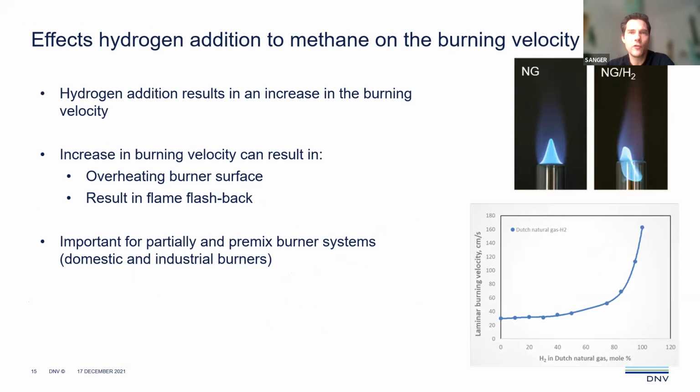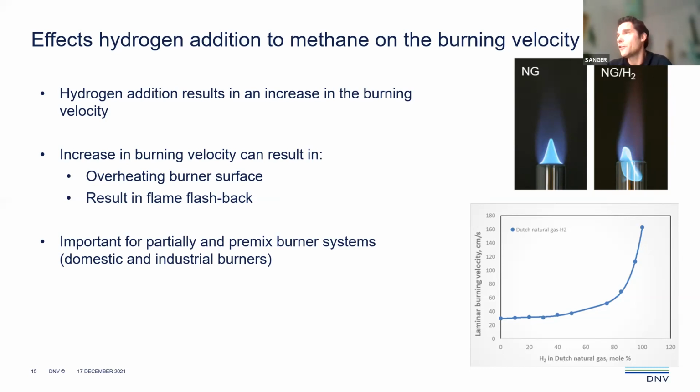Another aspect which is changing, and that's of course the burning velocity. What happens if you add hydrogen to natural gas, as you see in the picture on the right-hand side at the bottom, is that the laminar burning velocity, the flame velocity, increases. Up to 60%, you do not see that much difference, but after 60% hydrogen, chemistry-wise, it becomes a real hydrogen flame. And then you see an exponential increase in the flame velocity. And this can cause, for example, flame flashback into your burner ports or overheating.